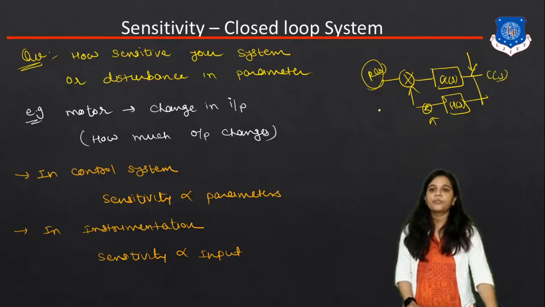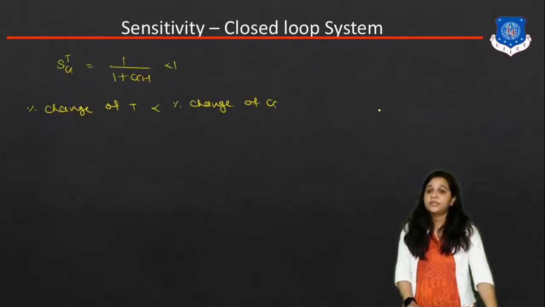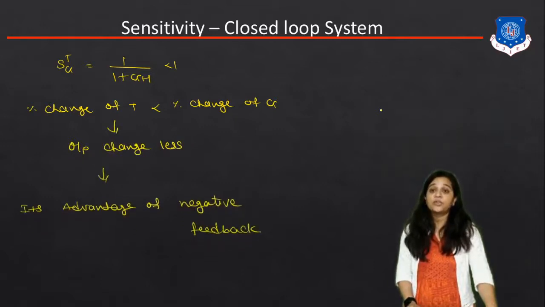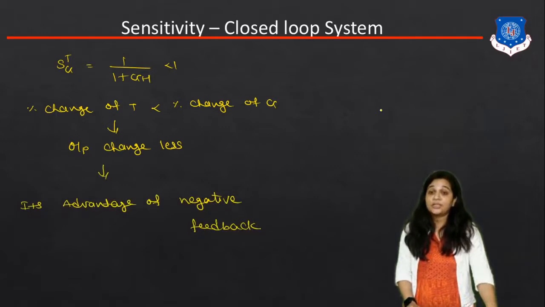Clear? Now this is the equation S_G^T, where T is our transfer function, equal to 1 upon 1 plus GH. The value of the sensitivity will be less than 1. So the percentage change of the transfer function will be less than the percentage change of the gain. So it depends on the output changes, and we can take the output changes to be less. So this is the advantage of negative feedback.